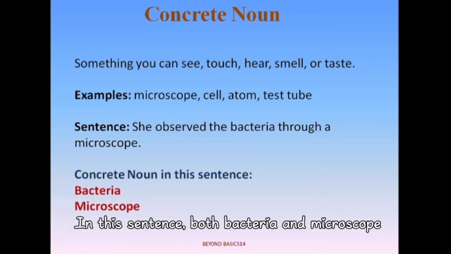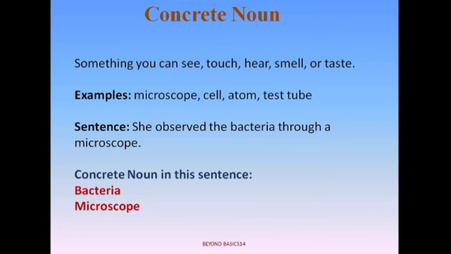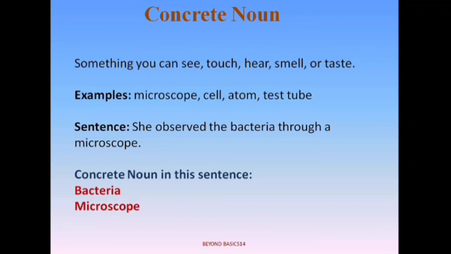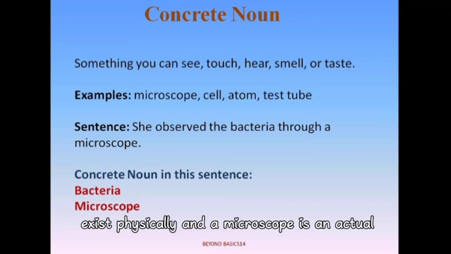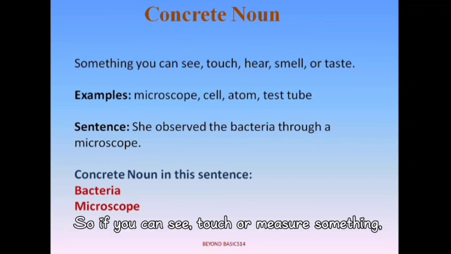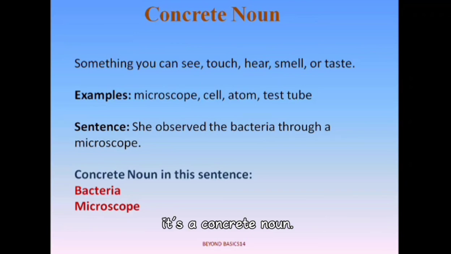In this sentence, both bacteria and microscope are concrete nouns. Why? Because even though bacteria are tiny, they exist physically, and a microscope is an actual object, a tool used in science. So, if you can see, touch, or measure something, it's a concrete noun.